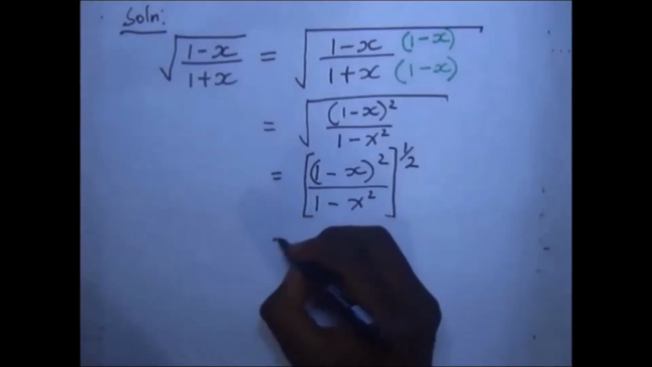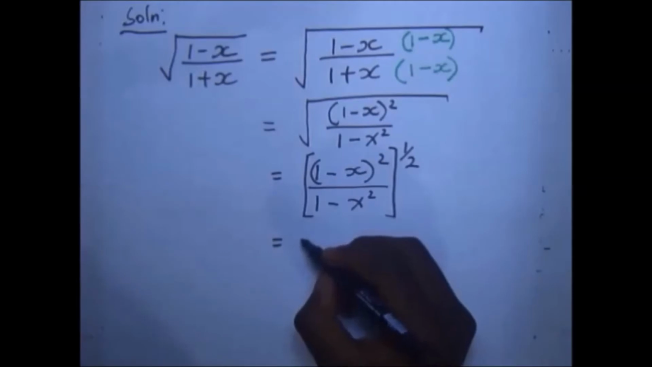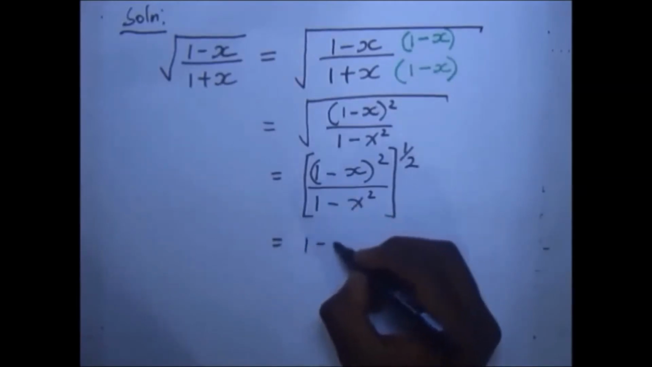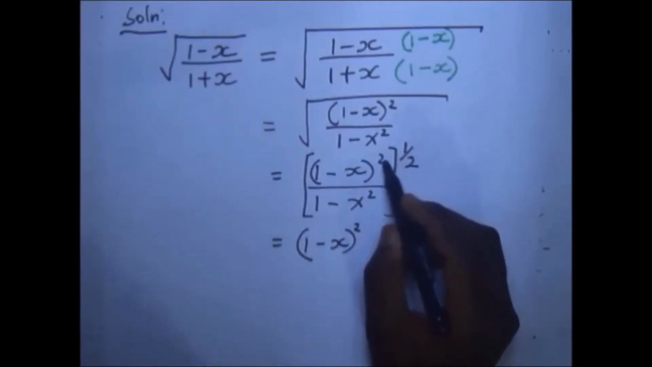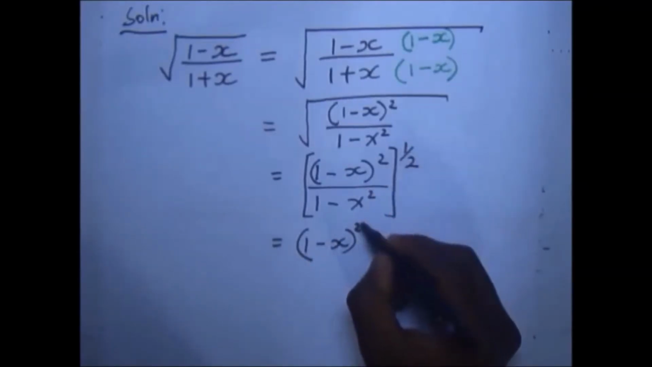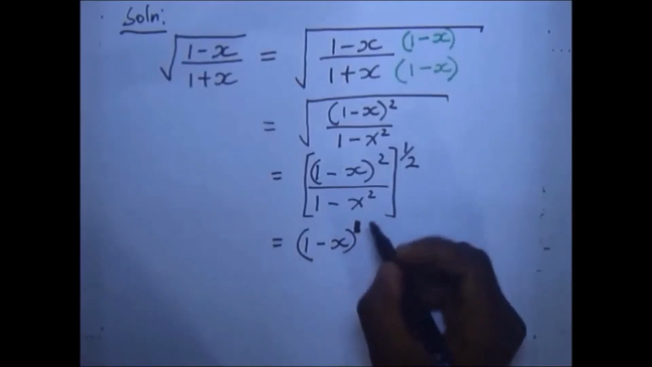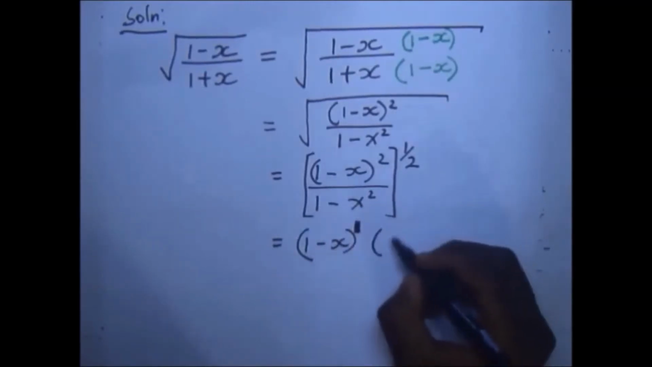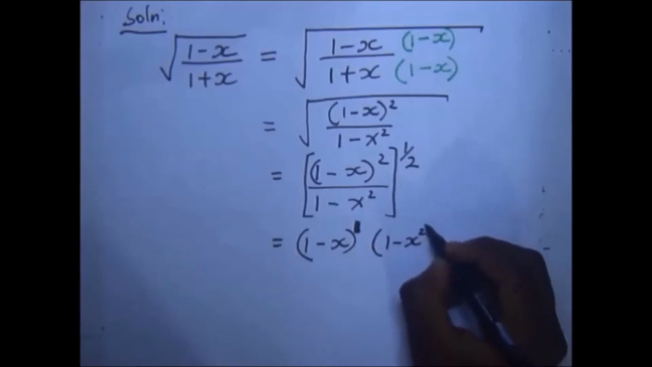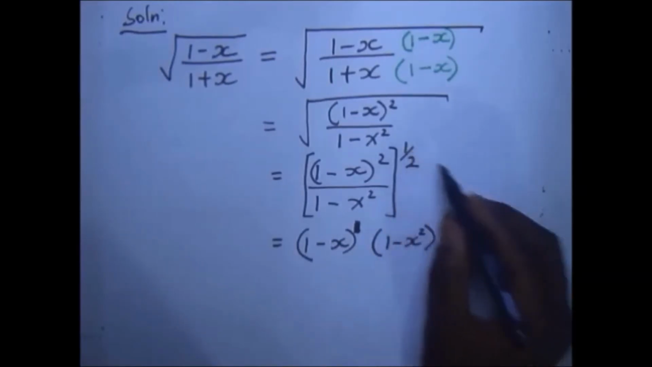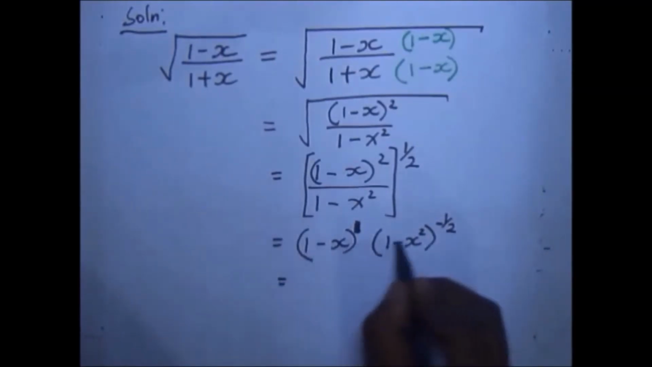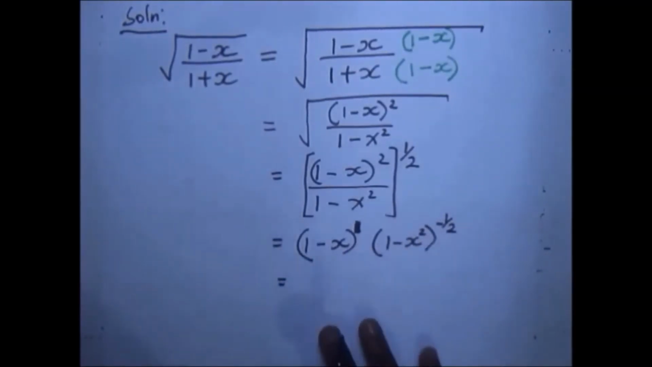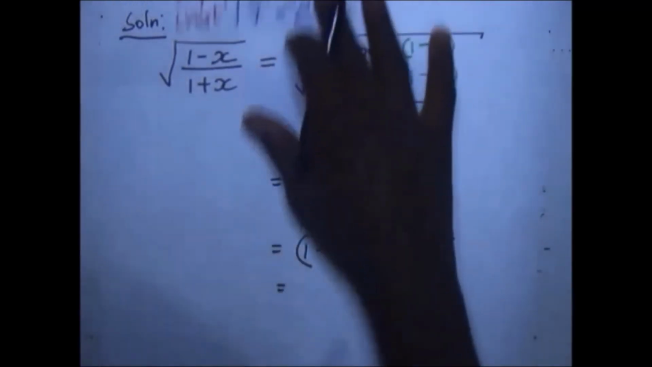means it's going to become 1 minus x squared to the power half. So this half times 2 is going to give us 1. So it's 1 minus x to the power 1 times 1 minus x squared to the power negative a half. So now we're supposed to expand this. We expand it to make sure that it is equal to that, that it is equal to this expression.